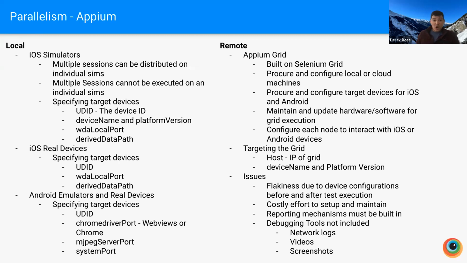Reporting mechanisms aren't included with setting up a grid. So if you want to have videos, screenshots, network logs, that's a whole lot of other infrastructure and software that you have to install and build around your grid solution in order to make sure that your developers and your testers have all of the debugging tools necessary to utilize the test results to fix the bugs that you're going after anyway. So a lot of mechanisms need to be built into your pipeline and into your test automation grid in order to make these extremely useful and robust.